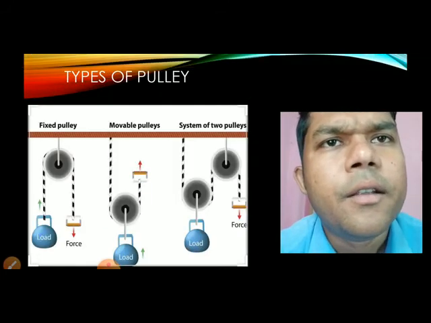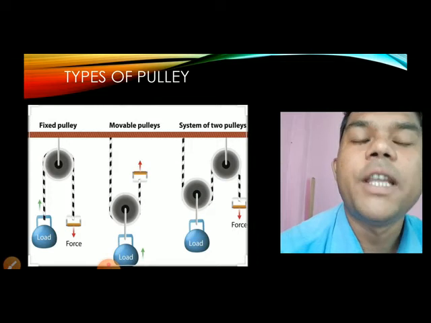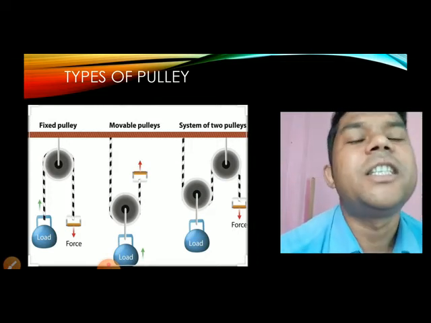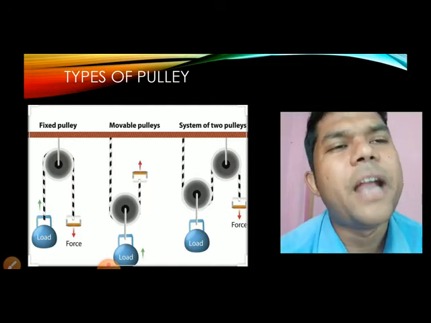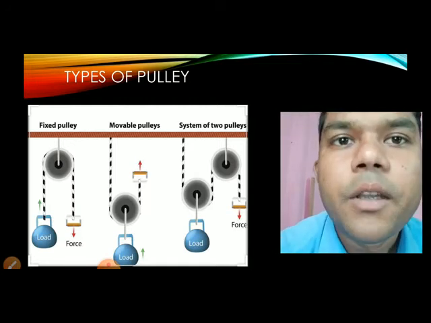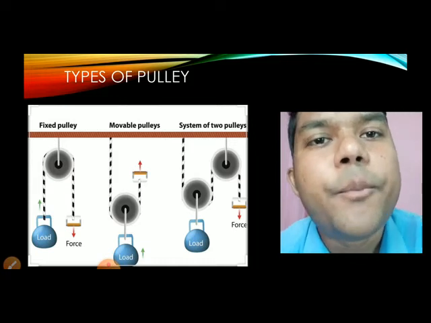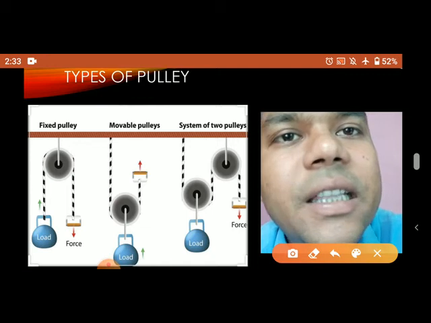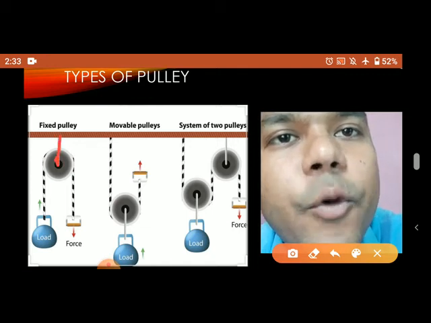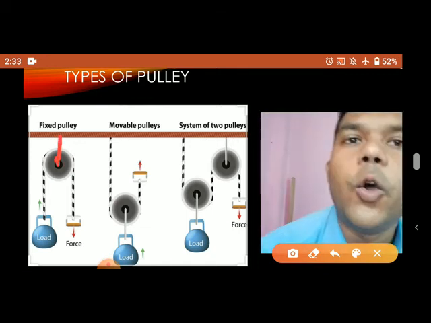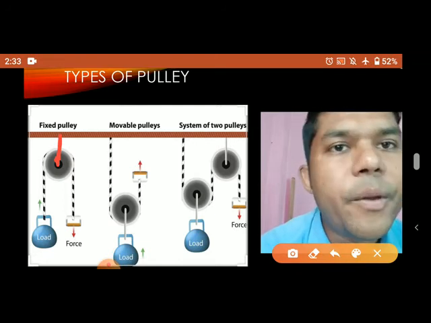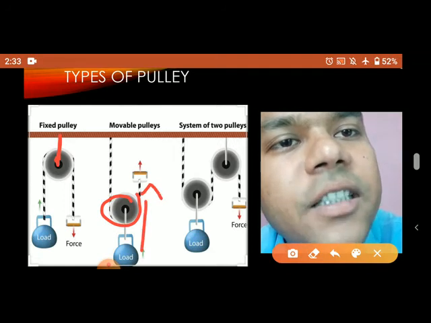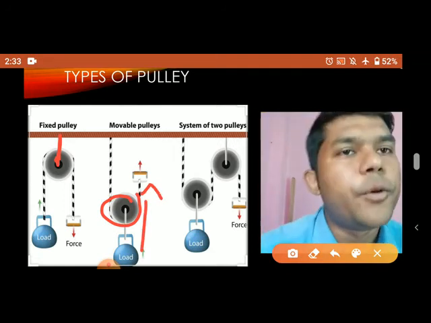Types of pulley. Pulleys are classified into three types: fixed pulley, movable pulley and system of pulley. They are also called combined pulley or block and tackle. Fixed pulley means the pulley in which the circular disc is fixed at a point, it cannot move with the load. Movable pulley, the pulley moves with the load. As the load moves, the pulley also moves up and down.